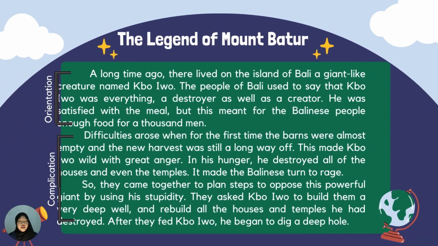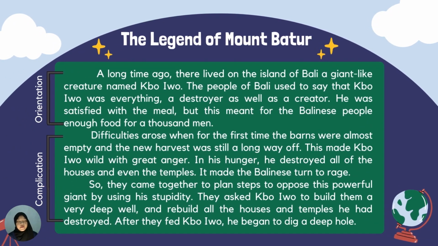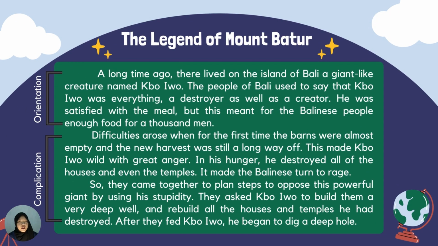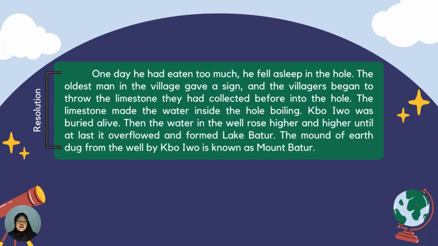This is an example of narrative story, The Legend of Manbatu. So the first paragraph is orientation, because there is introduction of the story. The second and the third paragraph is complication, because there is problem in the second and the third paragraph. The last paragraph or fourth paragraph is resolution. So, in this story, there is no reorientation.